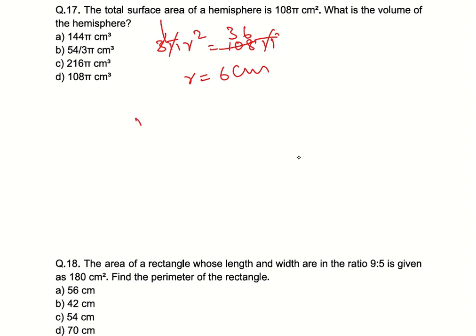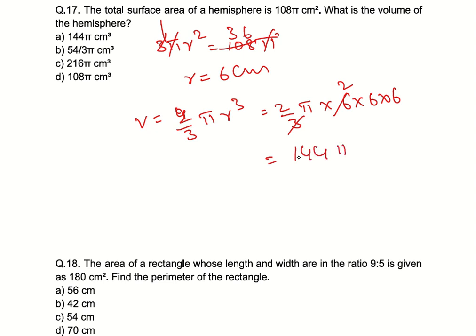Now we need to find the volume. Volume of hemisphere is 2 by 3 pi r cube. So 2 by 3 pi into the r value, 6 into 6 into 6. So 3 ones are 3, 3 twos are 6. So 6 twos are 12, 6 twos are 12, 12 twelves are 144 pi. So A is our answer.